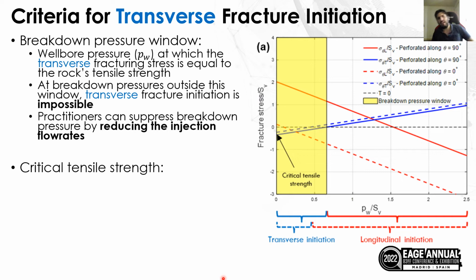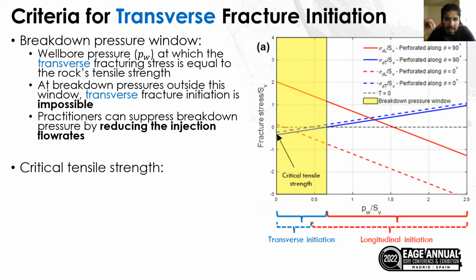The second criterion that needs to be satisfied is a little bit more complex. It's called the critical tensile strength. Here we have four intercepts between the lines and the vertical axis. The most tensile of those four intercepts will be the value of transverse fracturing stress at wellbore pressure equals 0. This signifies what I call critical tensile strength.